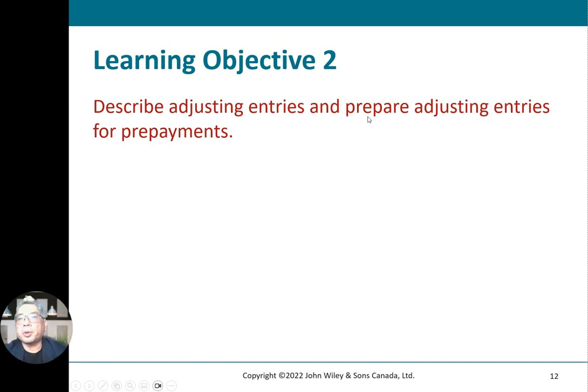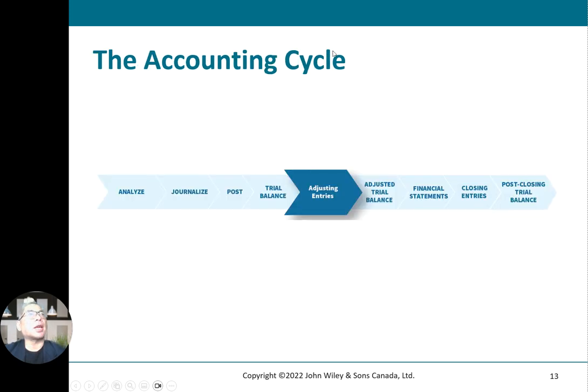On objective number 2, this is describing the adjusting entry and preparing adjusting entries for prepayments. What is the accounting cycle? These are the steps of the accounting cycle; there are 9 steps. Number 1 is analyze the transactions, journalize, and then post, put it in a trial balance, do adjusting entries, do an adjusted trial balance, and then prepare financial statements, then prepare closing entries, and do a post-closing trial balance. So that's 9 steps. Okay.